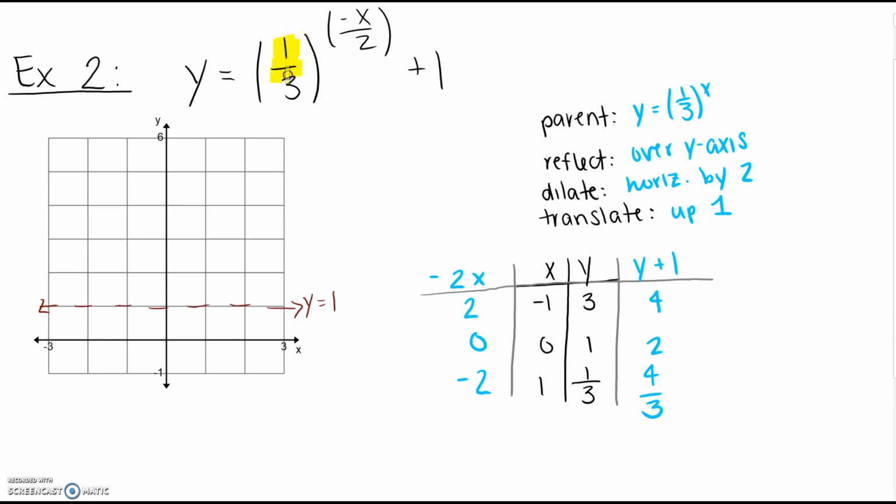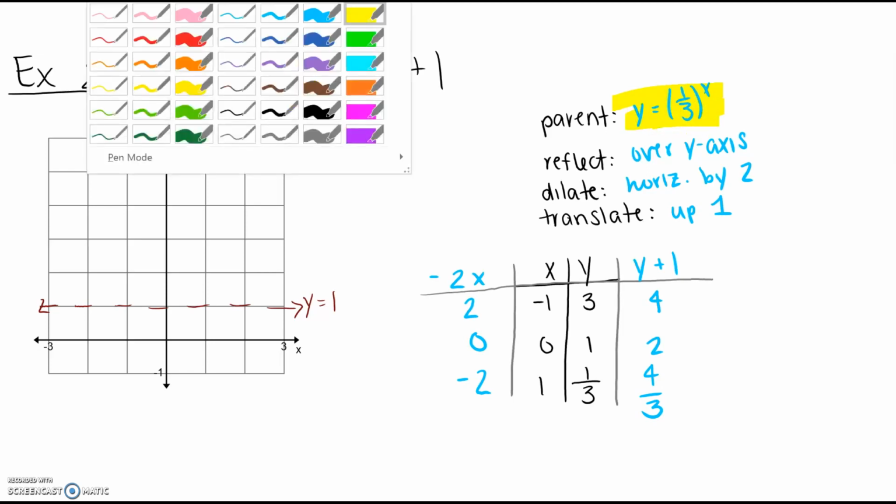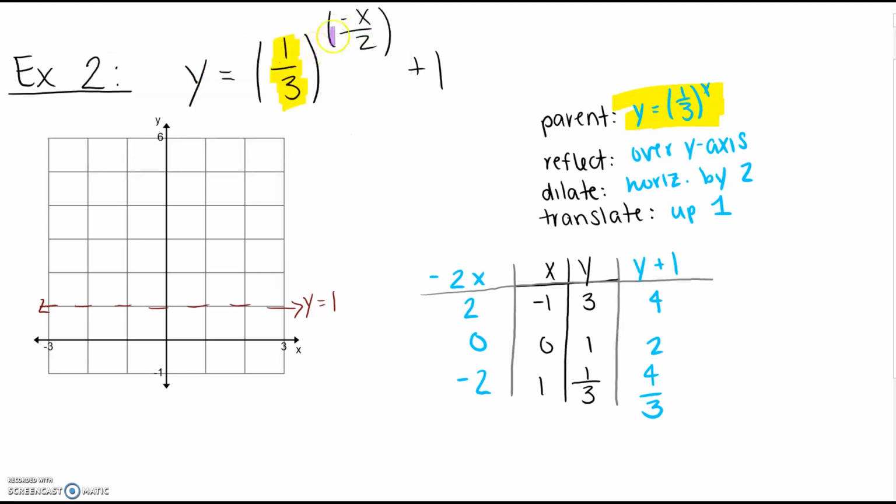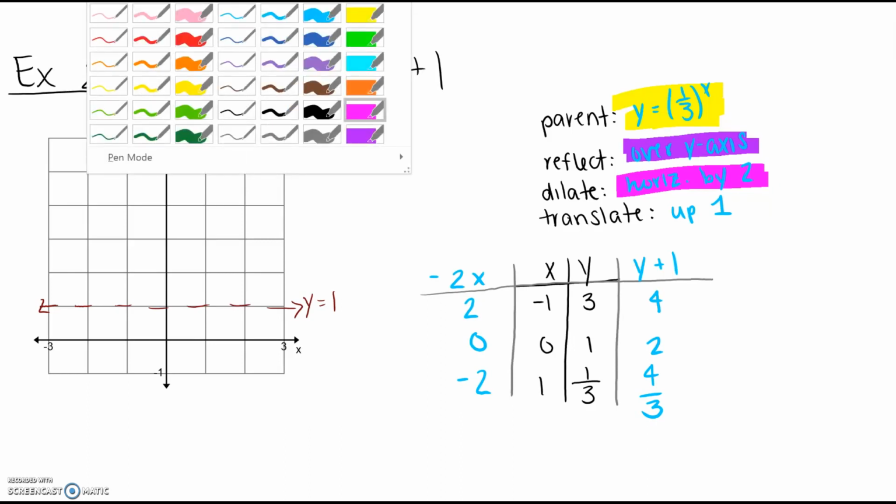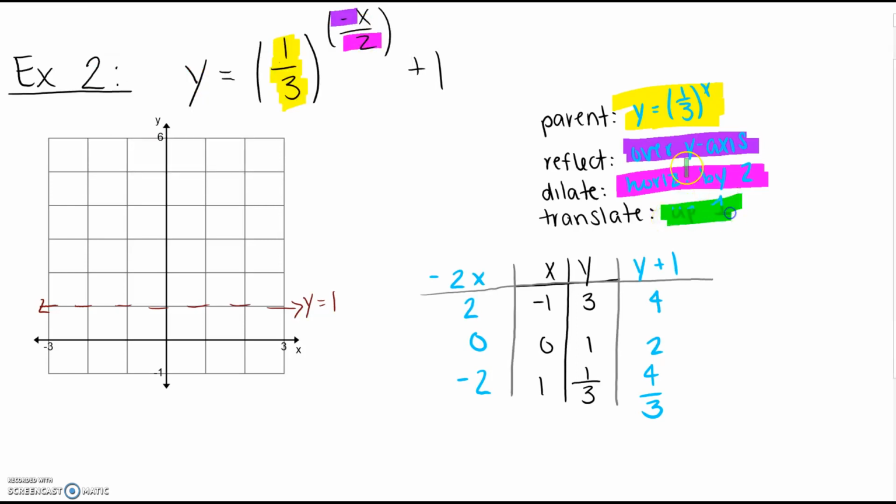The parent, remember, is going to be y equals 1/3 to the power of x, and that is based off of our base. Continuing highlighting, we have a reflection over the y-axis because our x value is now negative. We are horizontally dilating by 2 because our x value is being divided by 2, and we do the opposite, which is the reciprocal. And then finally, we have a translation up 1 based off the one on the outside, which is also going to affect our asymptote.